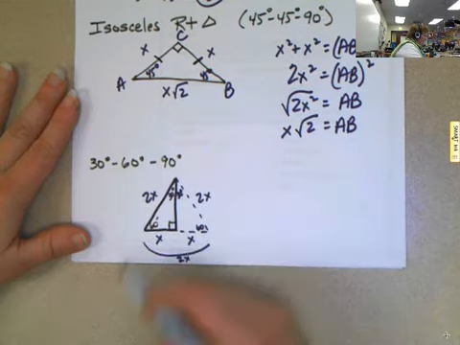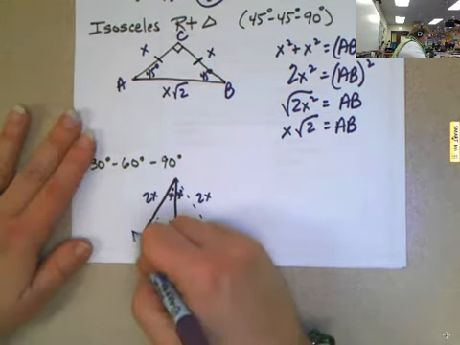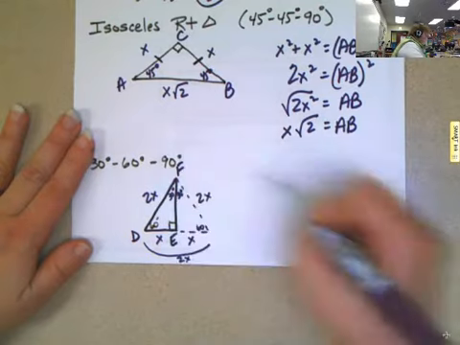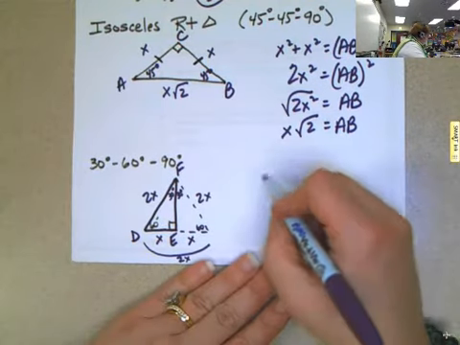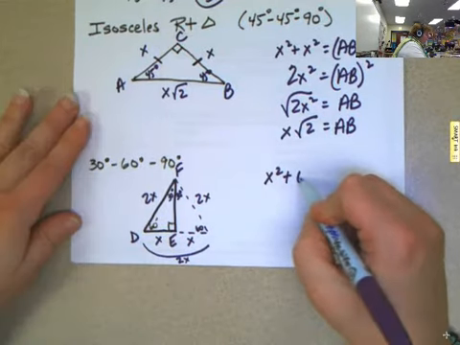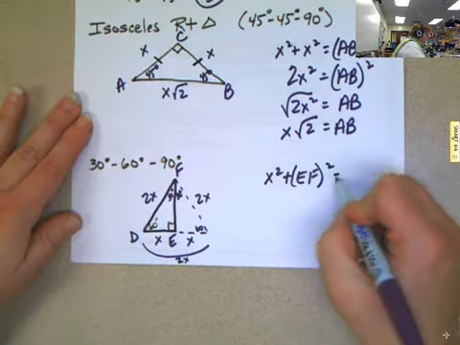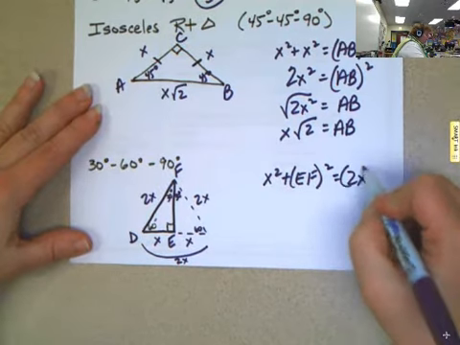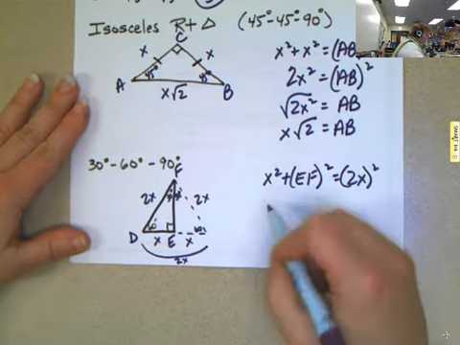And let's figure out what the side opposite the 60 is. I'm going to go ahead and call this triangle DEF, just to make it easier for our Pythagorean theorem. So we know that the leg squared plus the unknown side squared is equal to the hypotenuse squared. The parentheses are really important there.